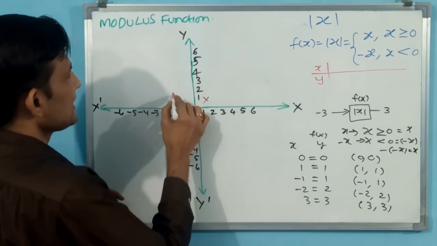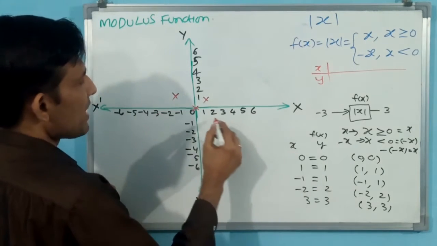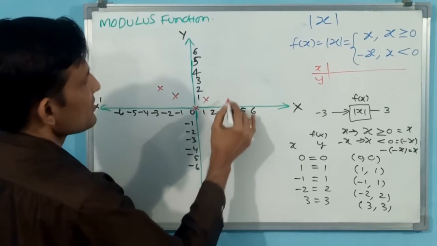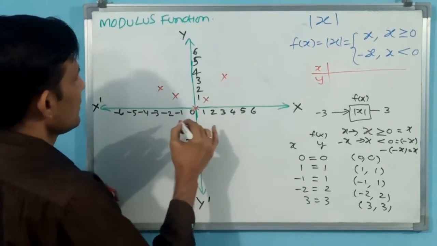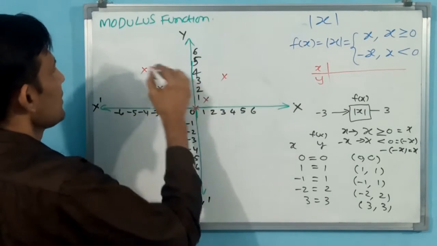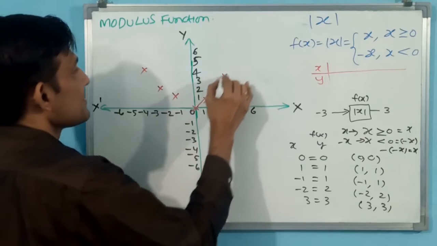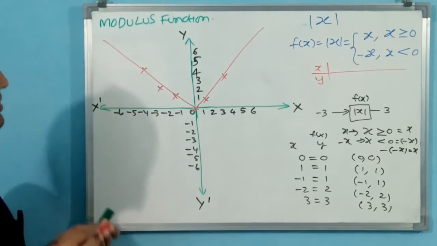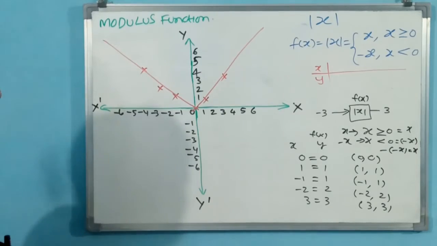Minus 1 means 1. Minus 2 means 2. 3 means 3. Minus 4 means 4. Okay, like this the graph will come. Okay, this is the graph of the modulus function.